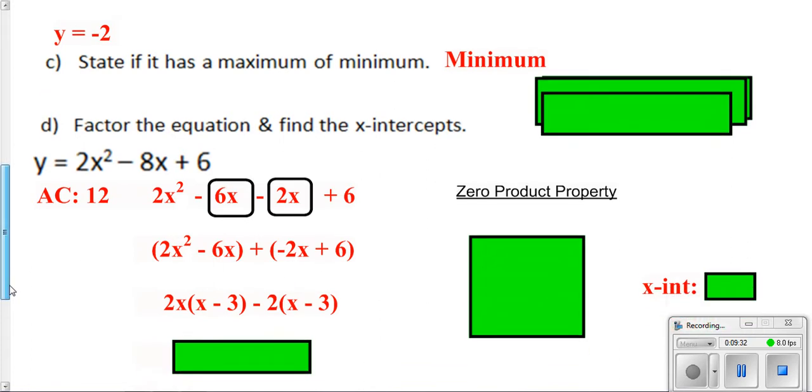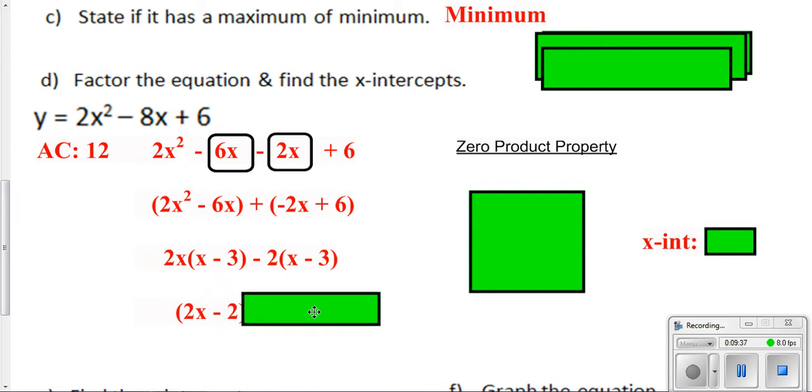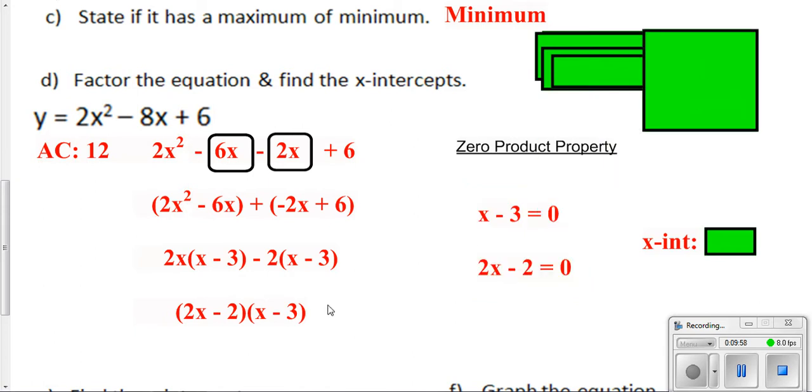Now we write that into two binomials. So we will have 2x minus 2 when we combine this and that, and then our x minus 3. Now that you have factored, when A is not 1, you would go ahead to figure out your intercepts is take these two binomials and do your zero product property. So you're going to set them both equal to 0. Your x minus 3 set it equal to 0, and your 2x minus 2 set it equal to 0. In both of these problems, you would go ahead and solve for x. So solving equations, solving for x.